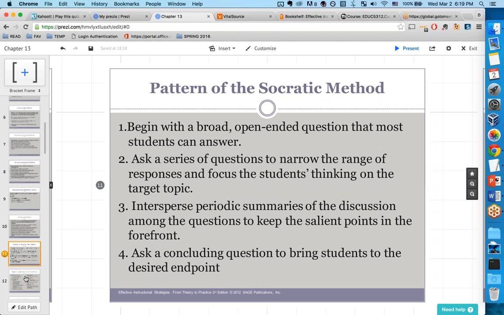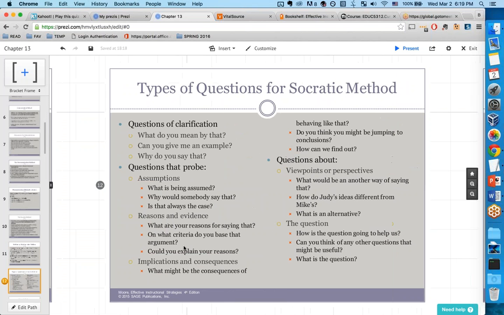All right, so in this slide, we're going to see some sample questions for the Socratic method. There are different types of questions, so they're listed here, and this is from your textbook. Questions of clarification, such as: What do you mean by that? Can you give me an example? Why do you say that? All these are to clarify a question or a topic or any sort of subject that they're learning.